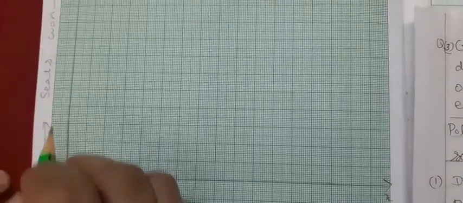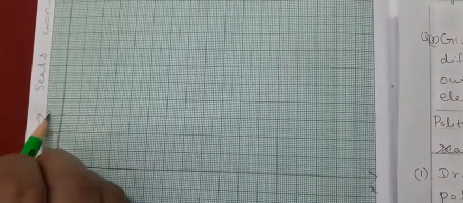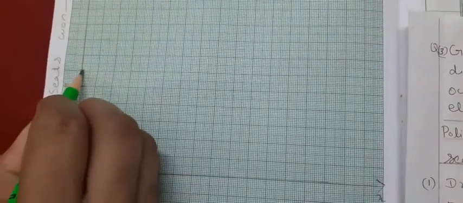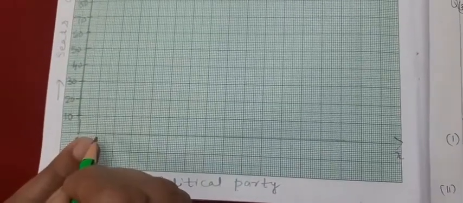So on y-axis, I am taking the scale. 1 unit is equal to 10 seats. So this is 0 and here 10, 20, 30, 40, 50, 60, 70 and 80. Because our maximum value is 75, so we will take till 80. Now, we will draw the rectangles.